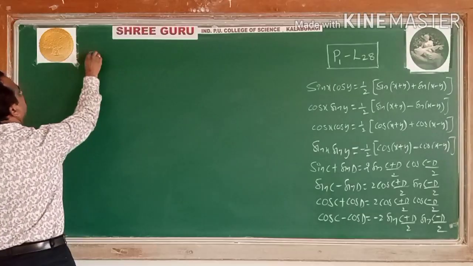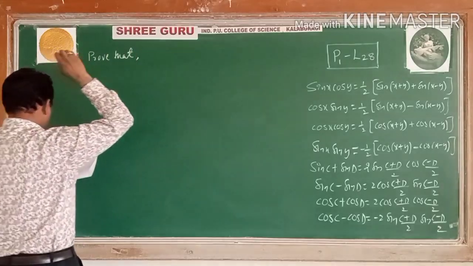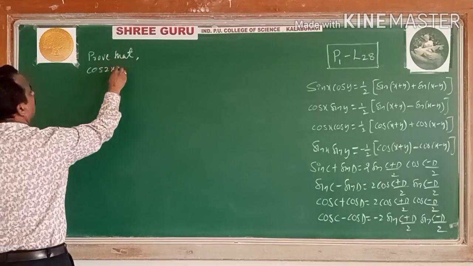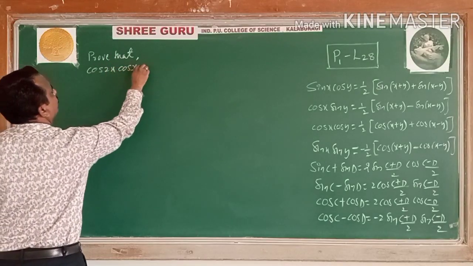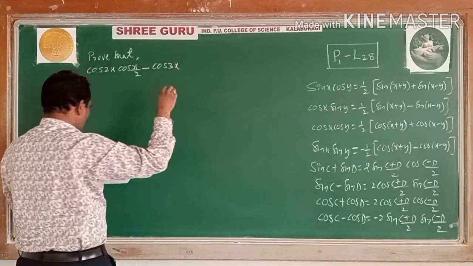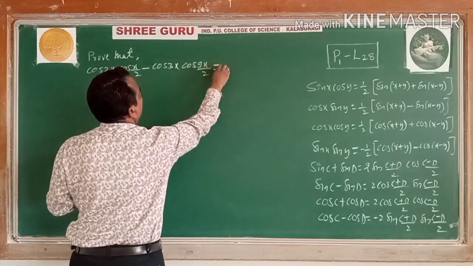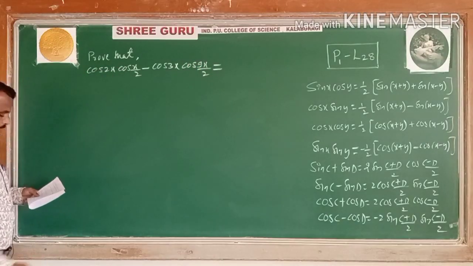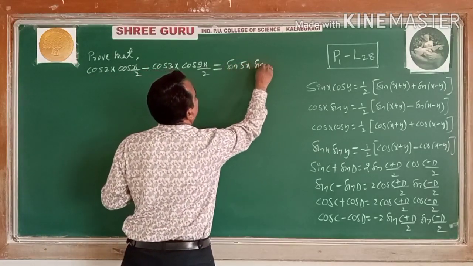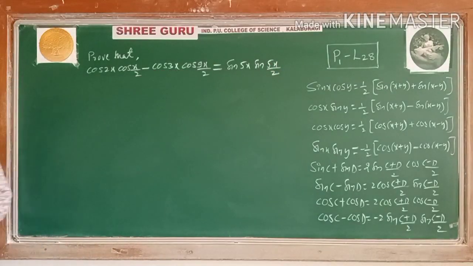Prove that cos 2x into cos x by 2 minus cos 3x into cos of 9x by 2 is equal to sin 5x into sin of 5x by 2.